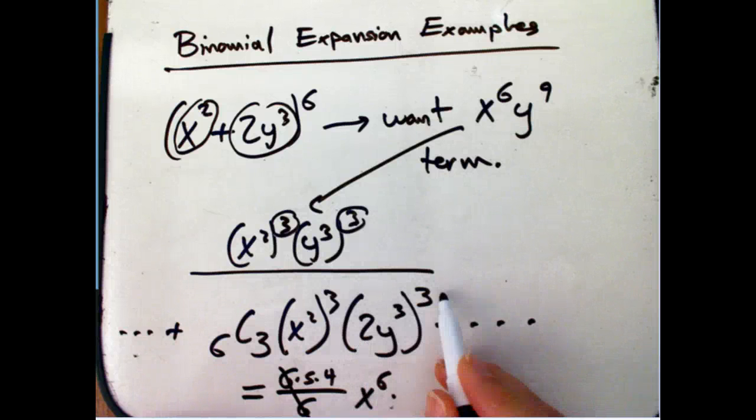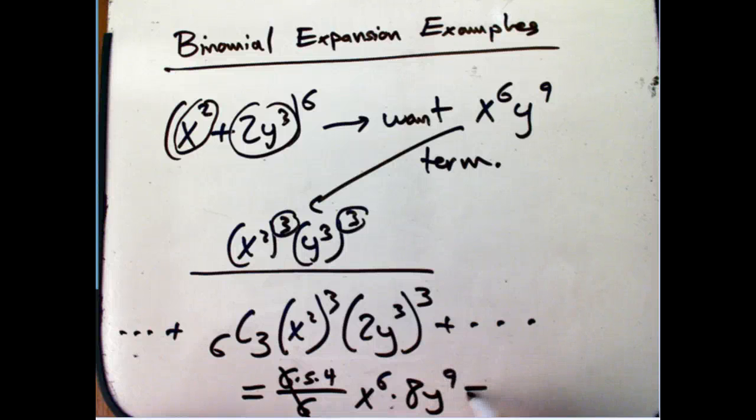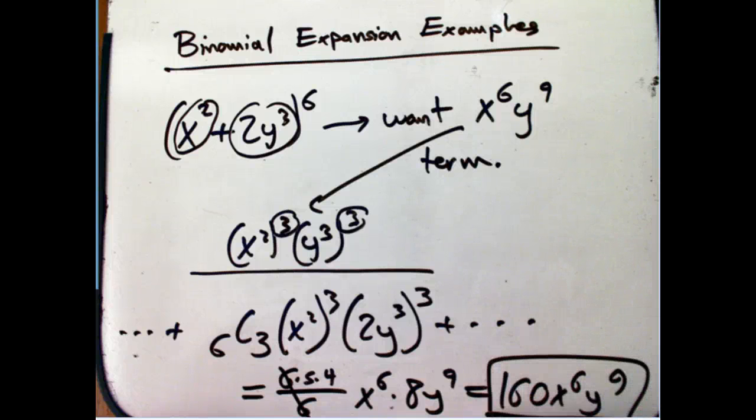And then 2 cubed. So that's an 8y to the 9th. So the whole thing is 8 times 20. It's 160. So that's the mystery thing. Yes, there is an x to the 6th, y to the 9th in this expansion, and its coefficient in front of it is 160. So those are a little bit trickier. And that's where I want to stop.